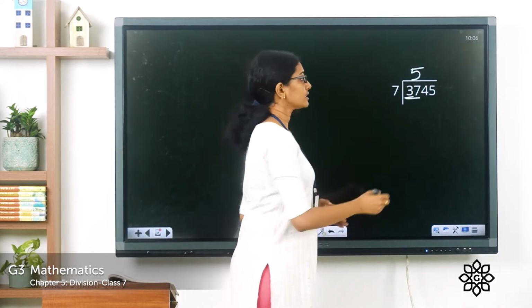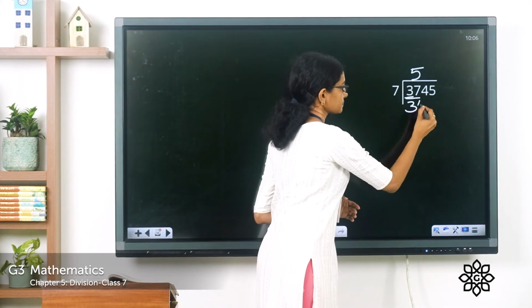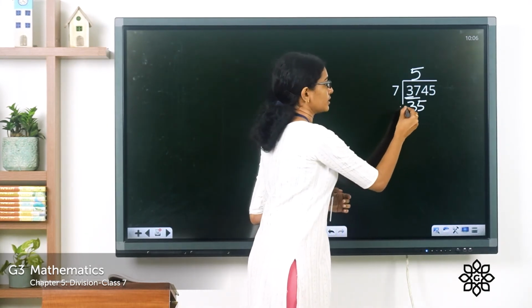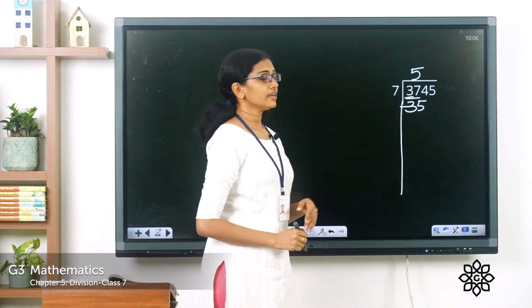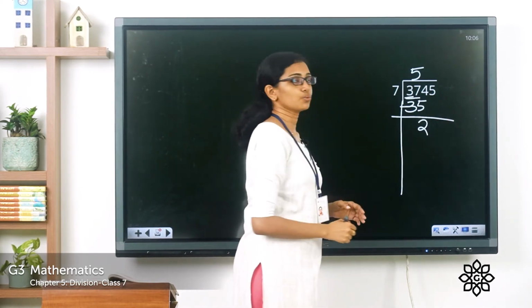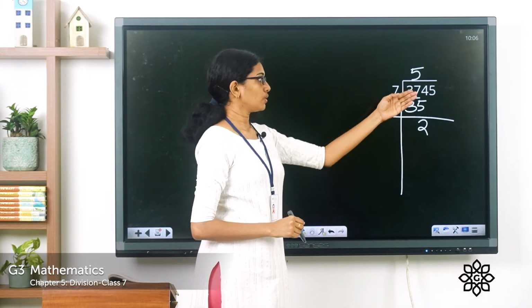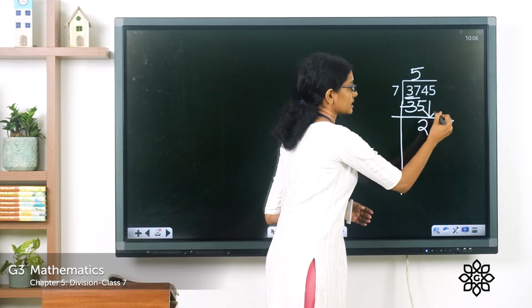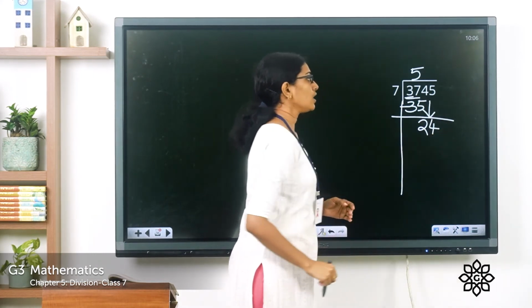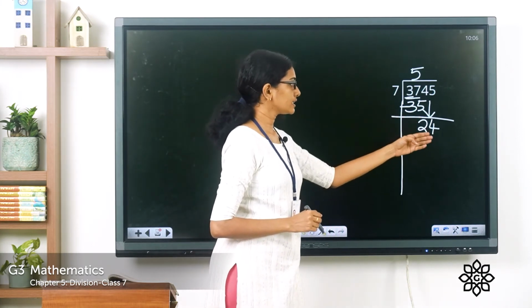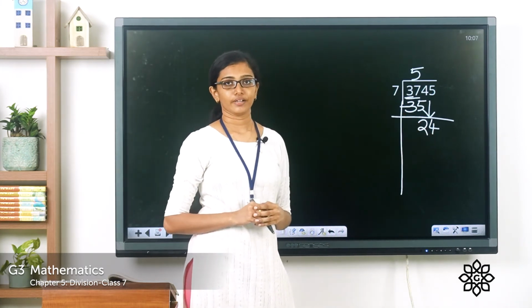7 5s are 35. So let's write it here. Now subtract the numbers. 37 minus 35, and we get the number 2. The difference is 2. The next step is to bring down the next digit. So bringing the next digit, which is 4. Right now we have 24 here. Now the next step is to divide this 24 by this 7.